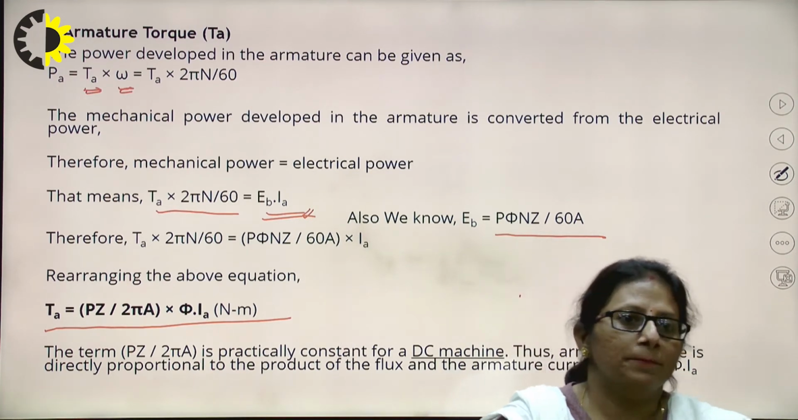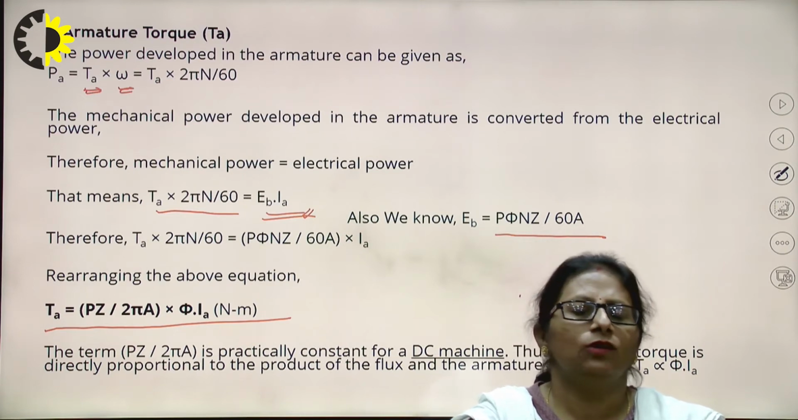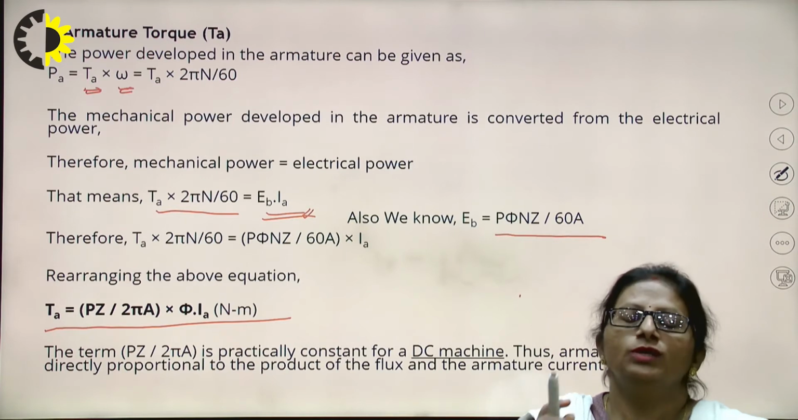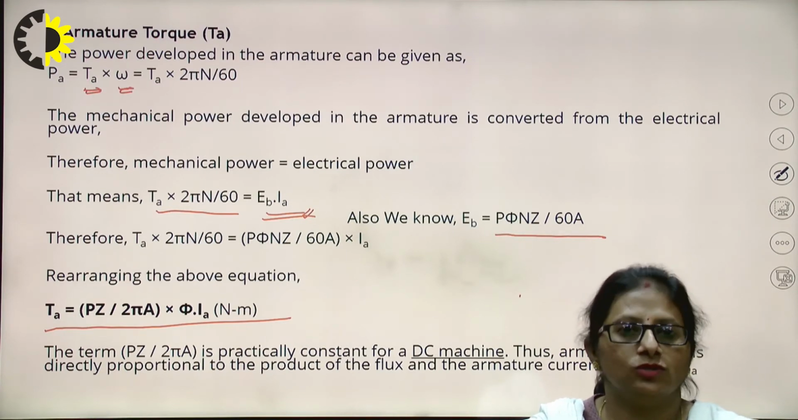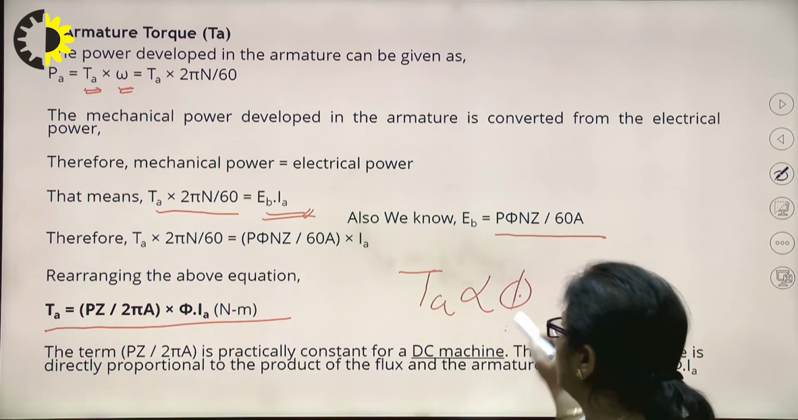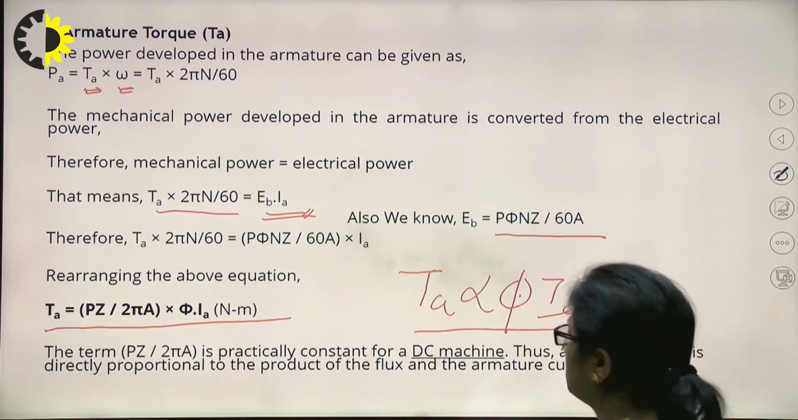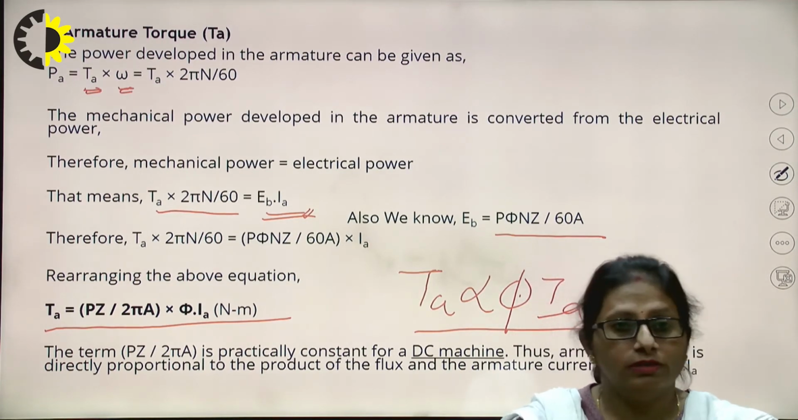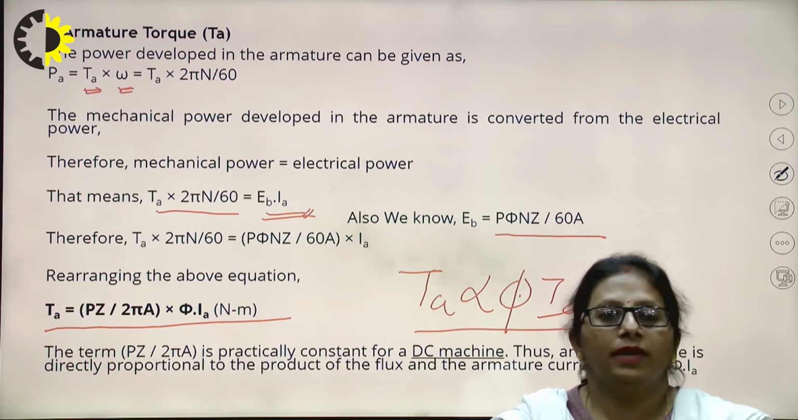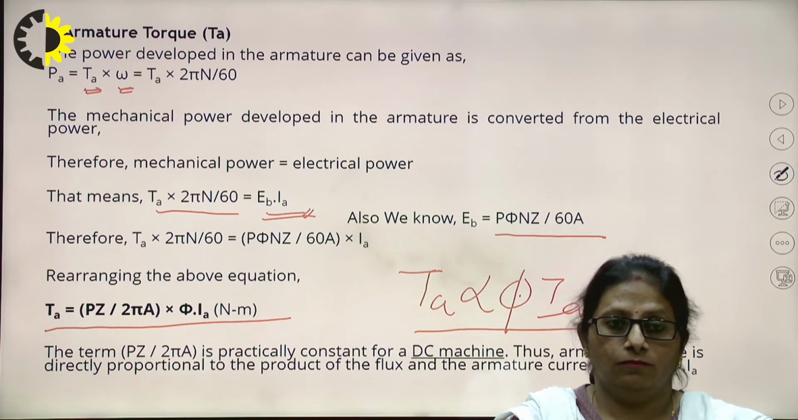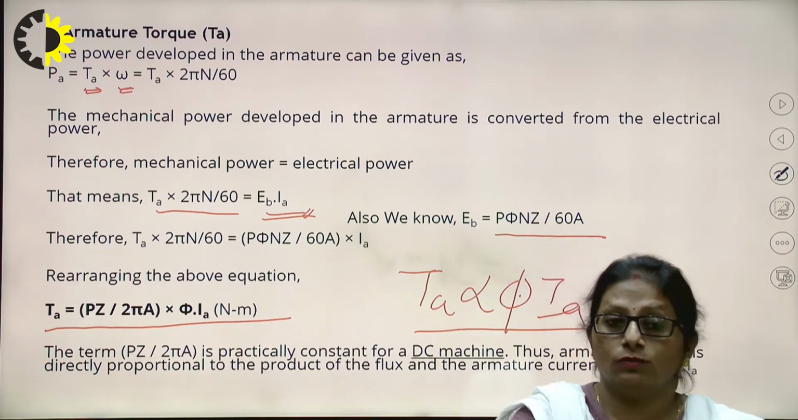This term P Z by 2 pi A is practically constant for a DC machine. So the armature torque is directly proportional to the product of the flux and the armature current. This is very important as we move on to the characteristics of the DC motor. When we move on to the characteristics, we will be studying how the motor behaves, with a comparison of its characteristics for torque versus armature current, torque versus speed, and all that.